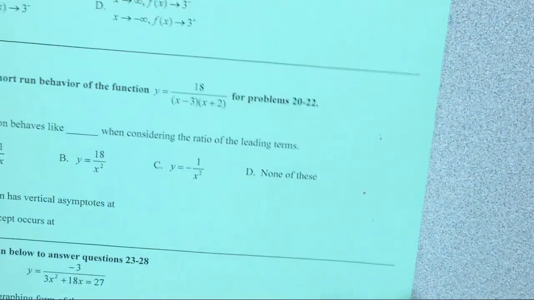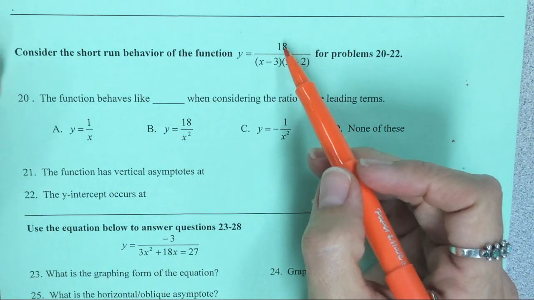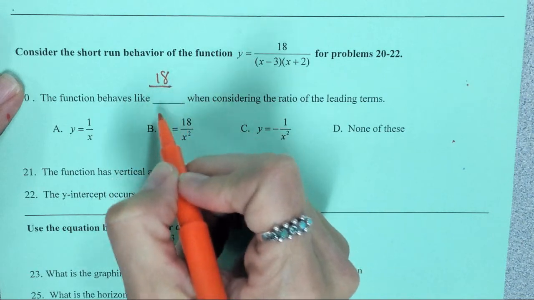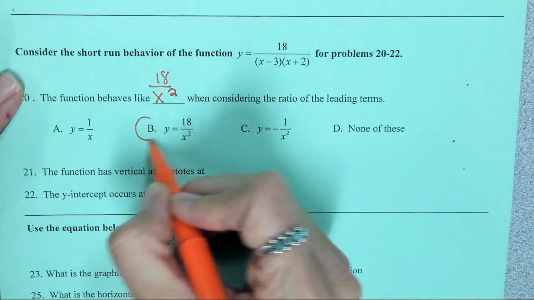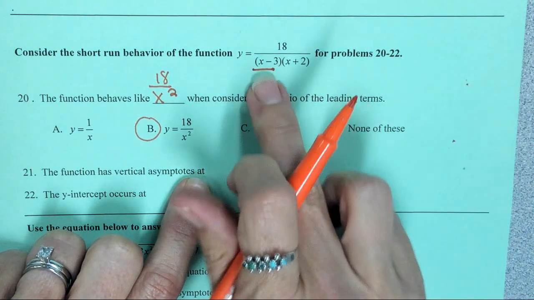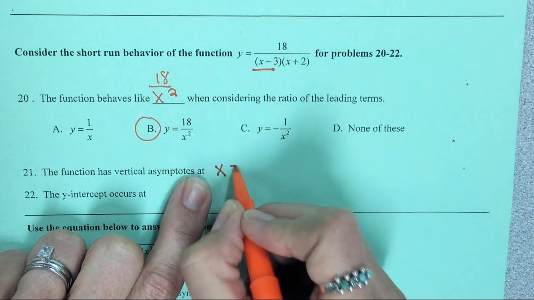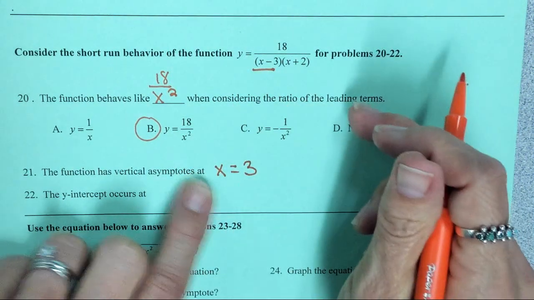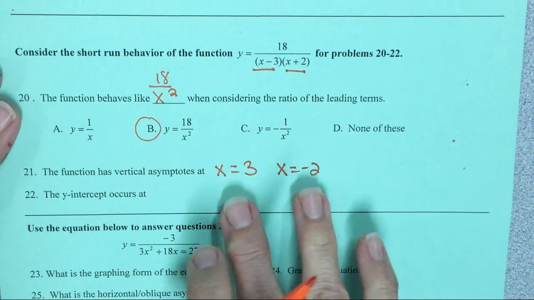Okay, on 20 through 22, it says to consider the short run behavior of the function. So when you're doing the short run behavior, we need to see what it behaves like. We're going to do 18 over x squared, because if I FOIL that, I get x squared. And the short run behavior is going to tell me what my asymptotes are. So I look at this first number, and that's why I never, ever, ever want to divide by 0. So what would make this first one 0? x would equal 3, so that's one of my asymptotes. What would make x plus 2 0? Well, if x were negative 2. So those are my two asymptotes.